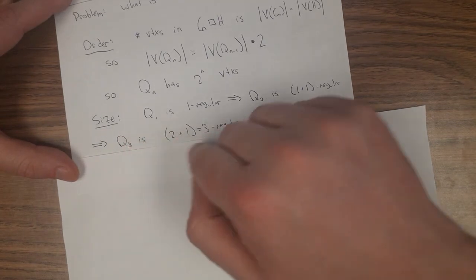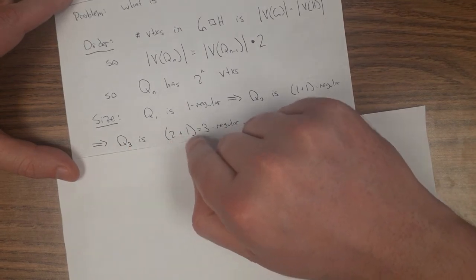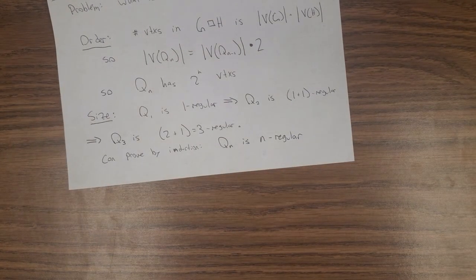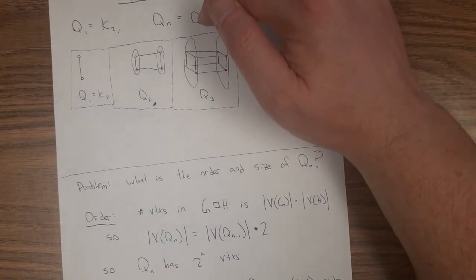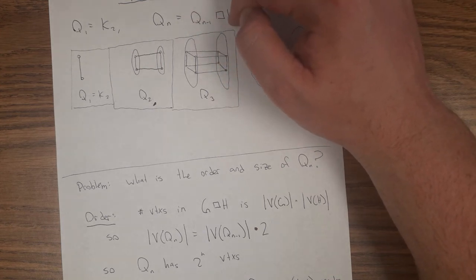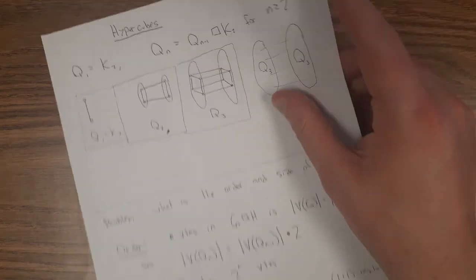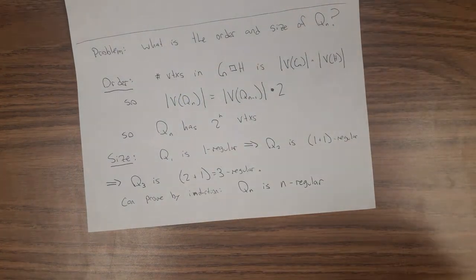Q3 is the product of Q2 with a 1 regular graph. So Q3 would be 2 plus 1 regular. So Q3 is 3 regular. And I'm not going to do this formally, but you can prove by induction that Q sub n is n regular. If you assume that Q sub n minus 1 is n minus 1 regular, so you have the product of an n minus 1 regular graph and a 1 regular graph, you would add n minus 1 plus 1 and you would get an n regular graph. So you can prove that by induction. Q sub n is n regular.